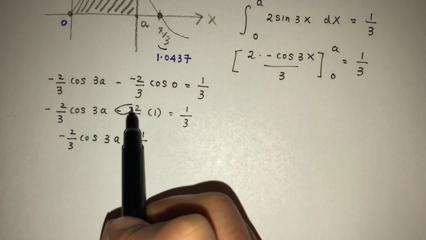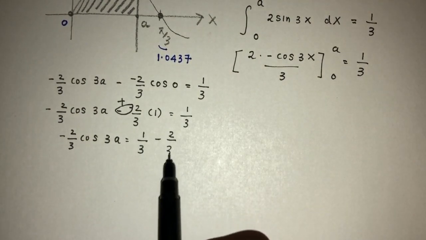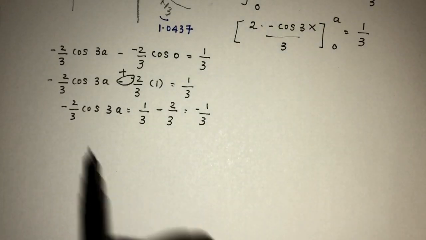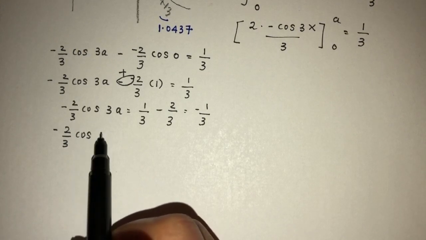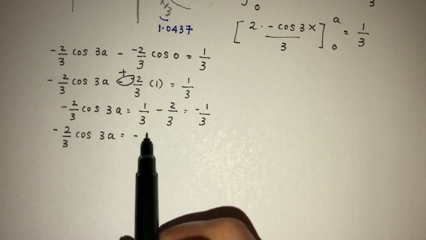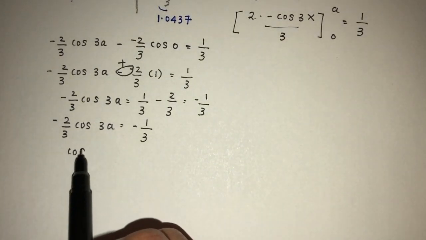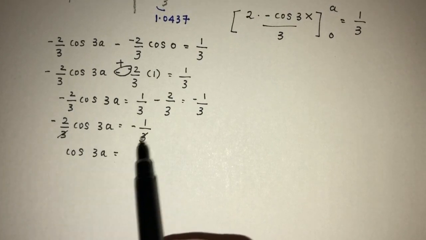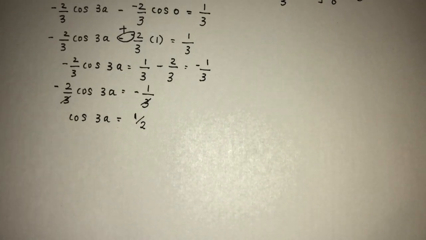When we send the 2 over 3 over here, it becomes minus 2 over 3, so this will be minus 1 over 3. Simplify: minus 2 over 3 cos 3a is equal to minus 1 over 3. The 3s cancel out, and cos 3a will be 1 over 2. So we have to solve this equation for the values of a.